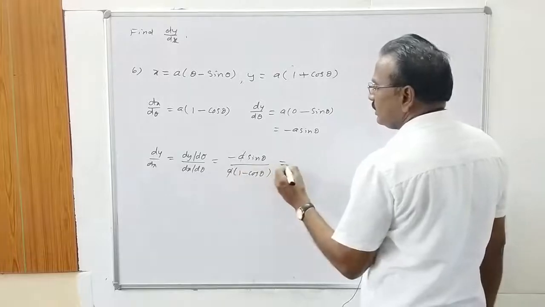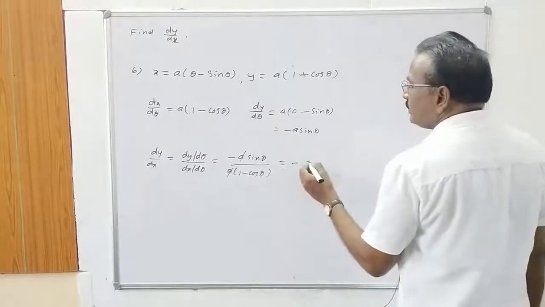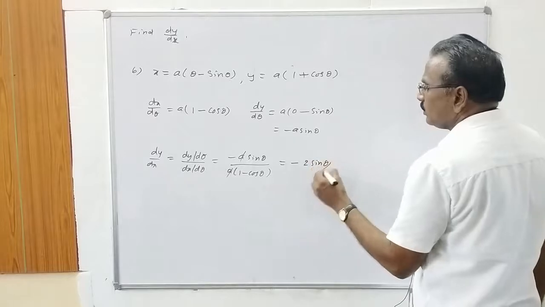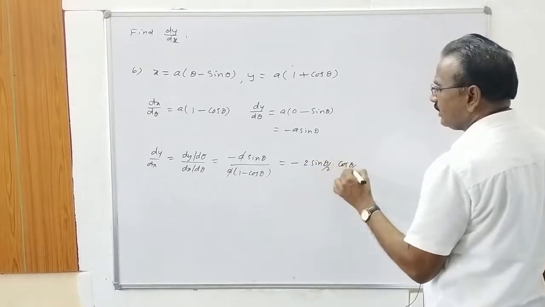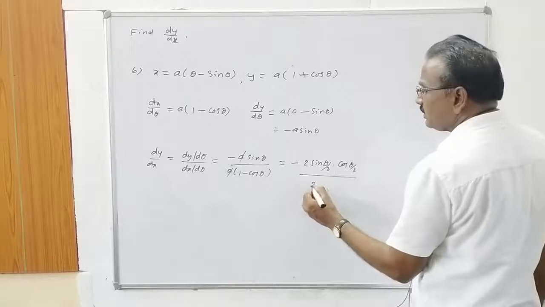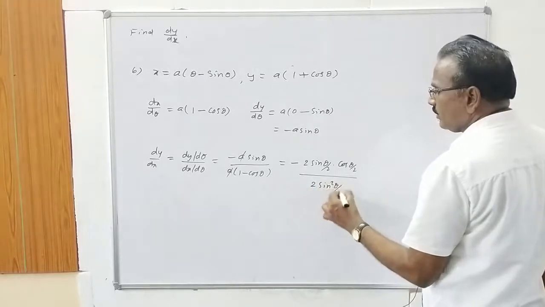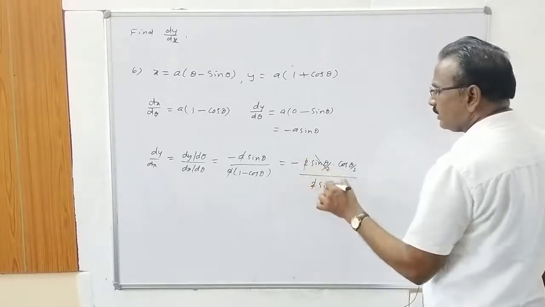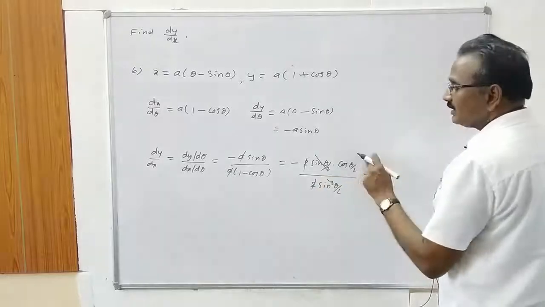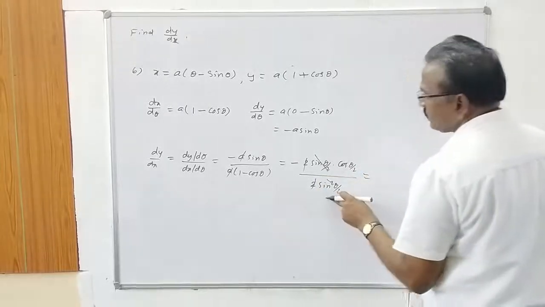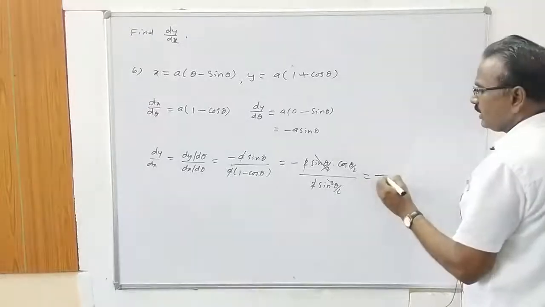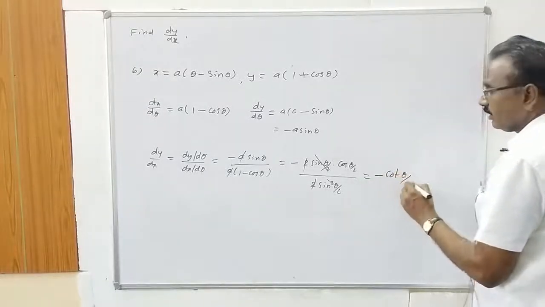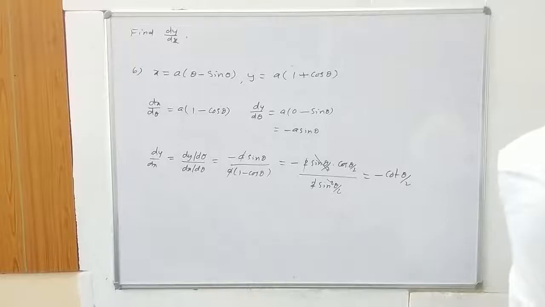So a cancels. Minus sin theta is equal to 2 sin theta by 2 cos theta by 2, by the half angle formula, divided by 1 minus cos theta, which is equal to 2 sin square theta by 2. 2 cancels, one sin theta by 2 cancels with the square. Cos theta by 2 divided by sin theta by 2 is cot theta by 2, so the answer is minus cot theta by 2. So this is the sixth question.